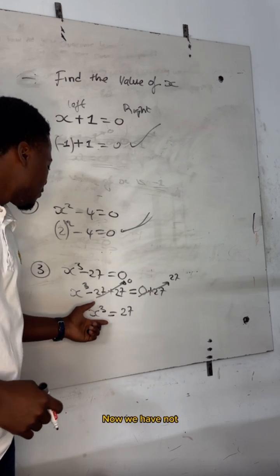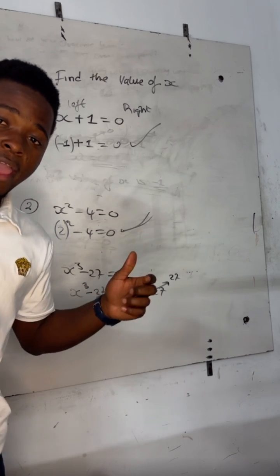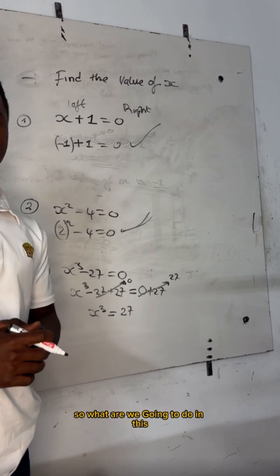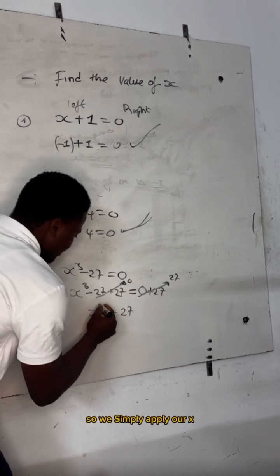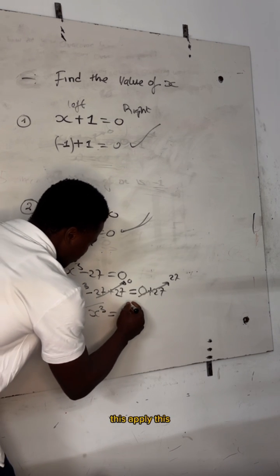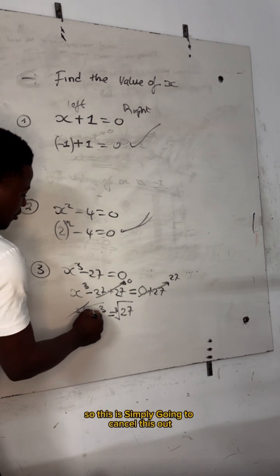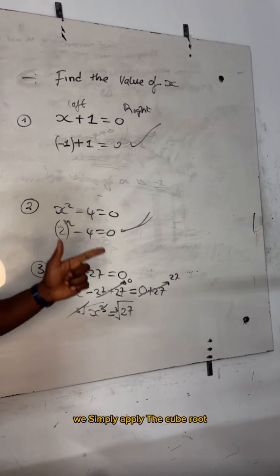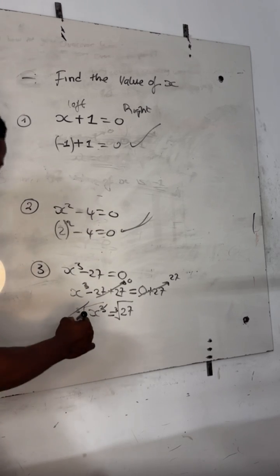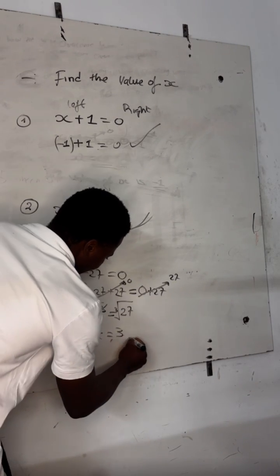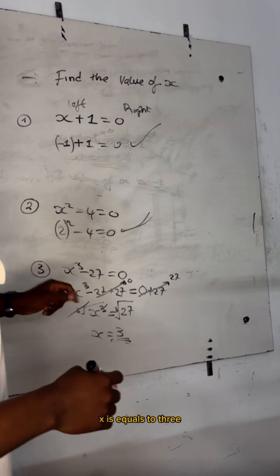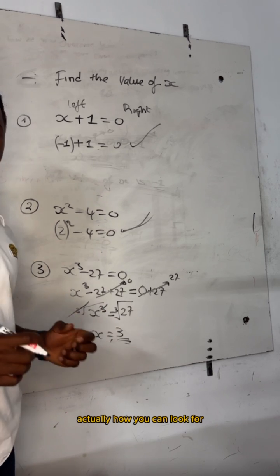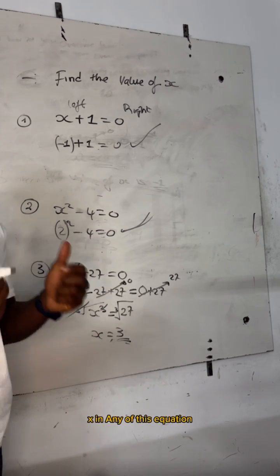Now, we have not yet found the value of x. We have the value of x cubed. So what are we going to do in this case? We simply apply the cube root, and this is simply going to cancel this out. What is the cube root of 27? It gives you x is equal to 3. So that is actually how you can look for x in any of these equations.